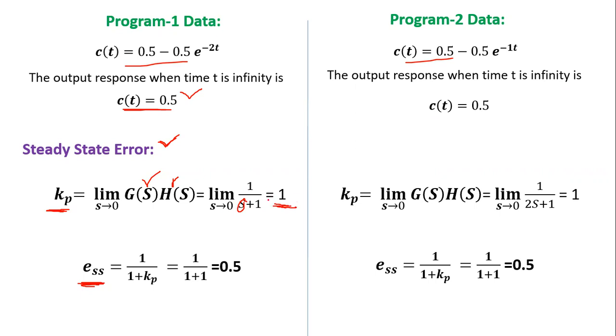If Kp is 1, then if we substitute here, we get the steady state error. That means steady state error equals 1 by 1 plus Kp. Kp you are getting as 1. If we substitute Kp as 1, then you get the steady state error as 0.5.